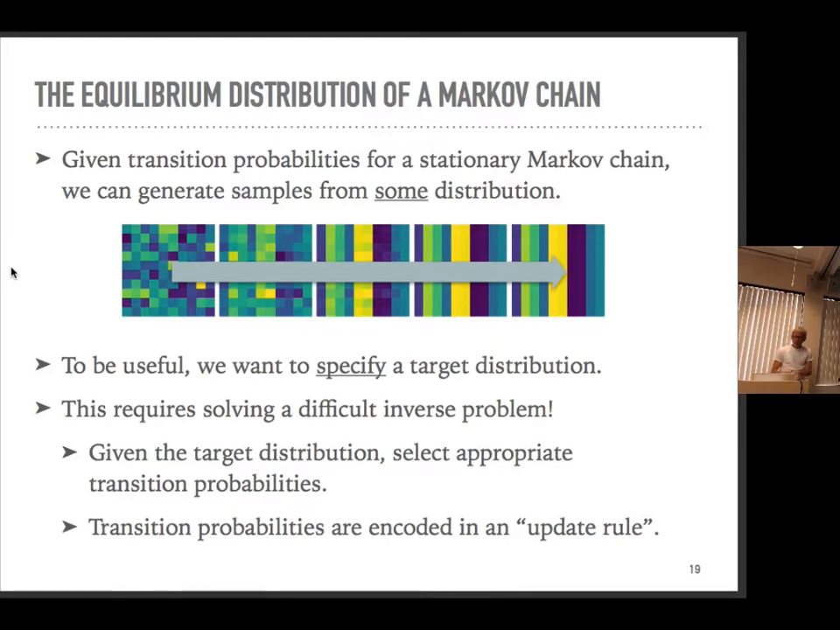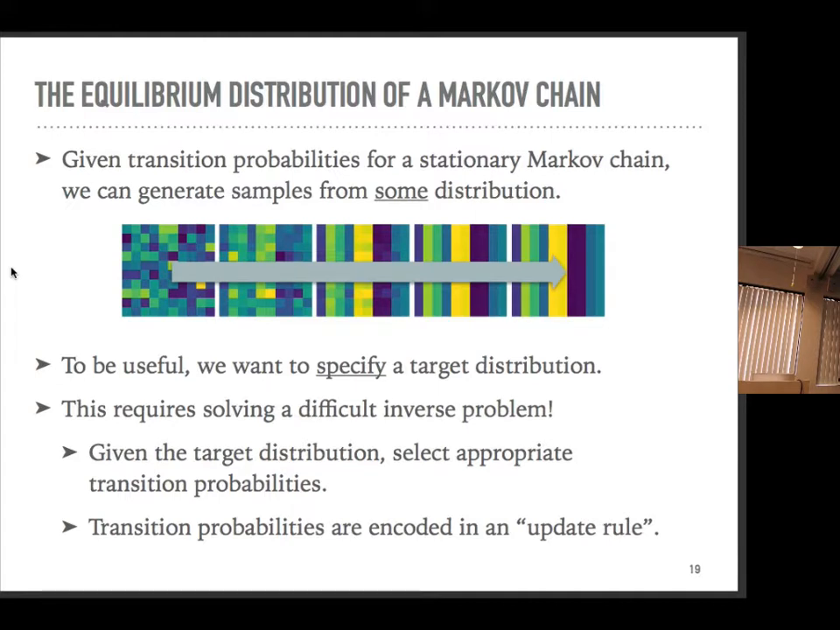Okay, so just to summarize, once you specify transition probabilities for a Markov chain, a stationary Markov chain, you now have an easy way to generate random samples from some distribution. There's some equilibrium distribution. Okay, but that by itself is not useful. To be useful, what we want to do is we want to be able to specify the distribution. We want to be able to say, I want this particular wallpaper pattern.